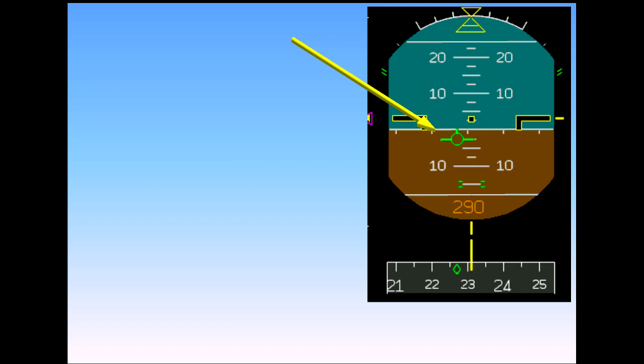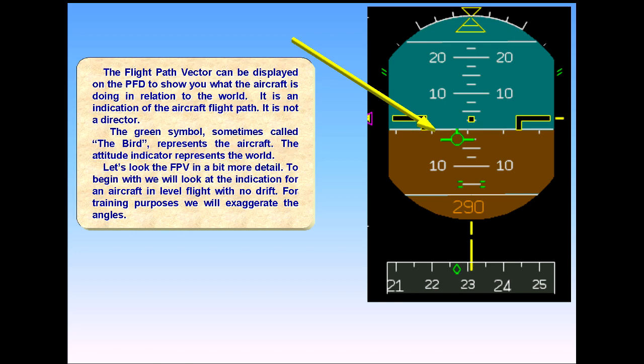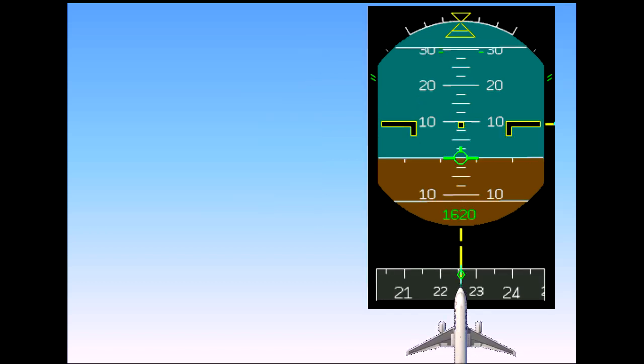Let's look at the FPV in a bit more detail. To begin with, we will look at the indication for an aircraft in level flight with no drift. For training purposes, we will exaggerate the angles. The aircraft heading and track are the same, so the flight path vector and the track diamond are in line with the heading marker. These indications mean that the aircraft is not drifting.